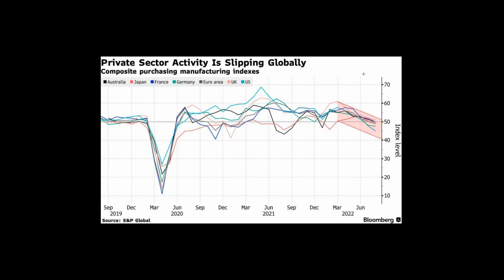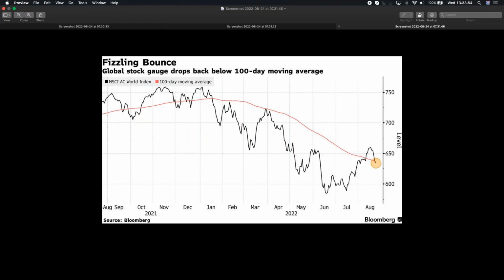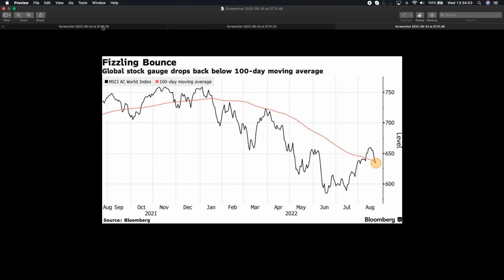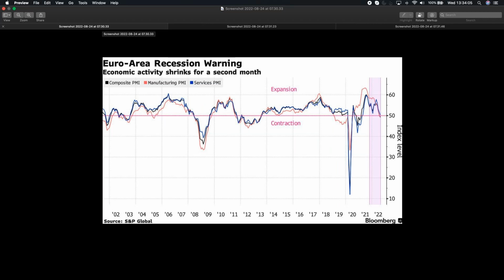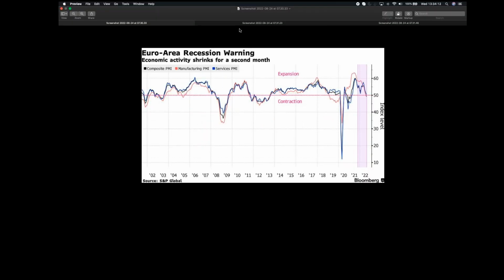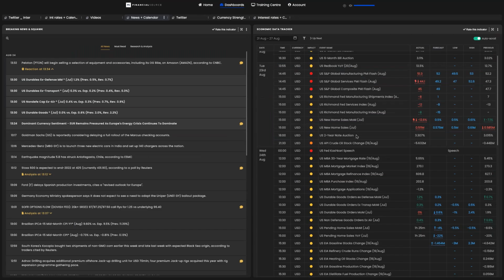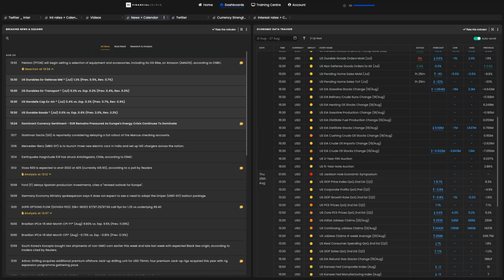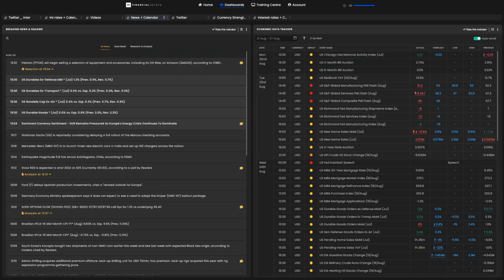Now, that slowdown is indicative of slowing global growth. We've got the world stock index dropping below that 100 moving average. And expectations is that growth is slowing. Now, at the same time, and also you can see euro area recession warning growing with some very weak PMI prints, flash PMI prints out yesterday as well for the euro. Now, this is just the US data that I've got displayed here.